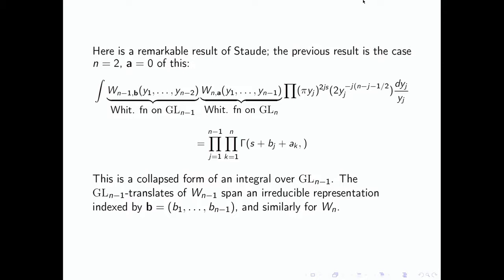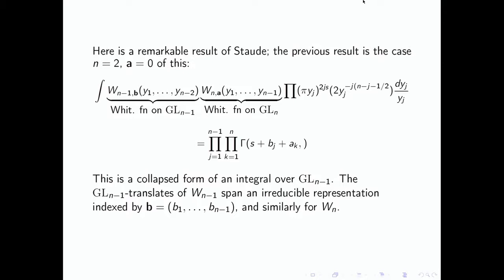It doesn't matter if you don't know what a Whittaker function is. I'm just showing it so you have a flavor of it. These are really functions on some matrix groups, GL_{n-1} and GL_n. But they have enough symmetry that the integrals collapse down to being integrals over n minus 1 real variables. So these are very complicated special functions.